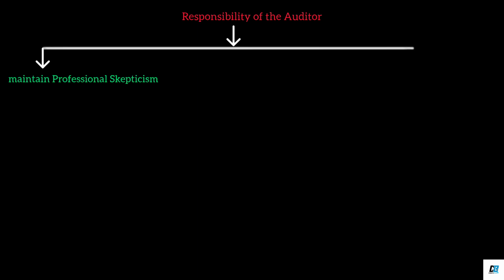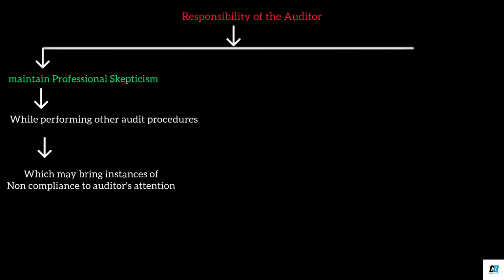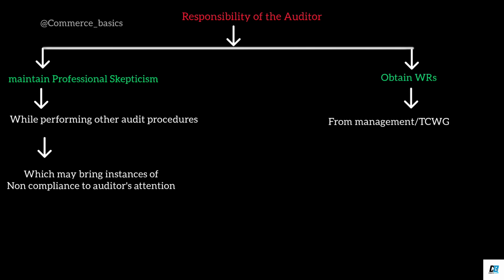Next responsibility is maintaining professional skepticism. The auditor has to maintain professional skepticism while performing other procedures which may bring up instances of non-compliance with other laws and regulations. So if there is any non-compliance, the auditor has to be alert while performing other audit procedures. And the final thing is he has to obtain written representations from management or TCWG regarding what?